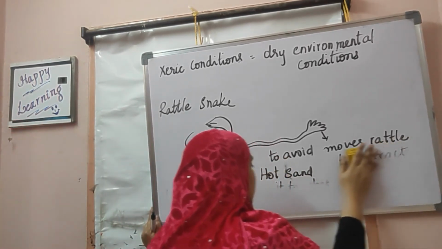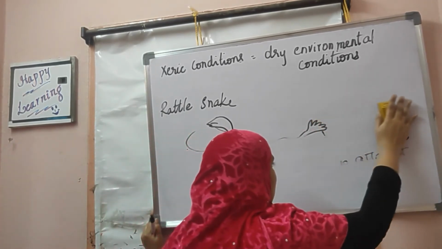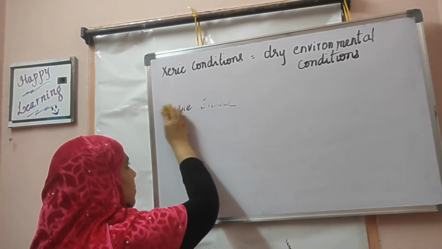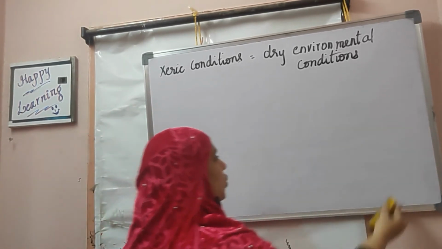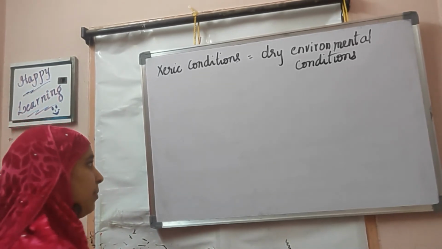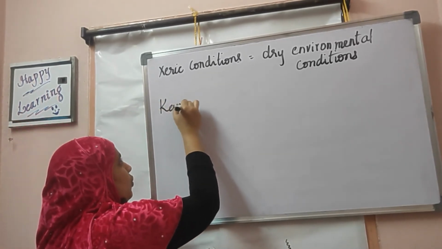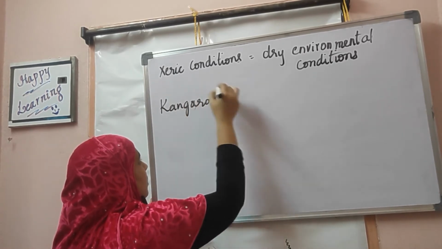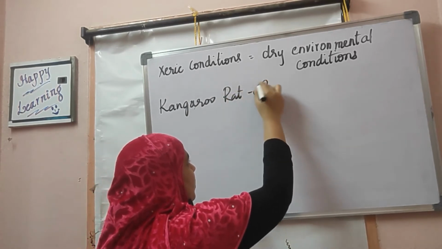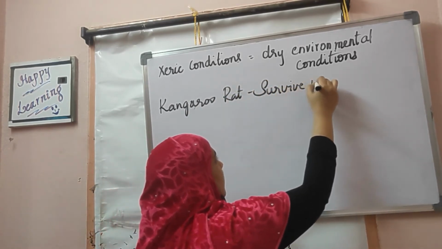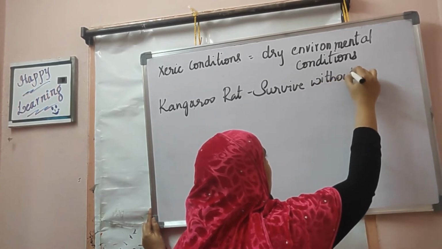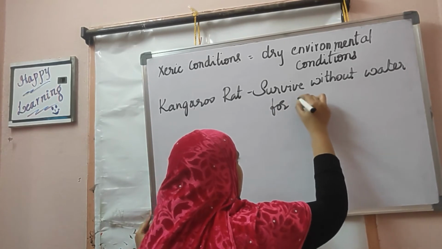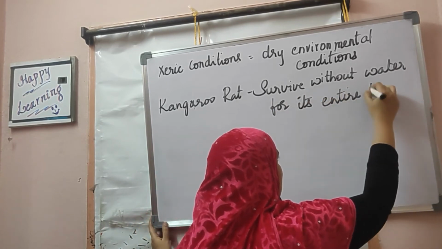Okay. Next one is kangaroo rat. Kangaroo rat is a very peculiar creature. You know that a camel can live without water in a hot desert for more than 3 months, approximately 3 months. But do you know how long the kangaroo rat can survive without water? What do you think? It can survive without water for its entire life.